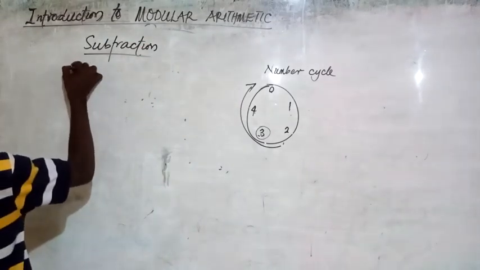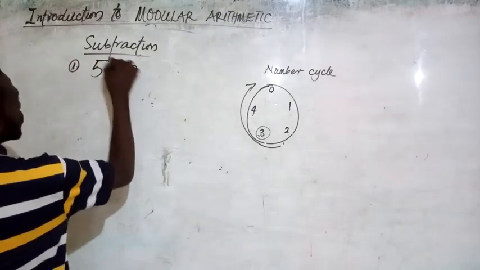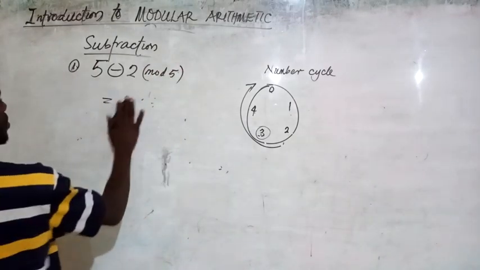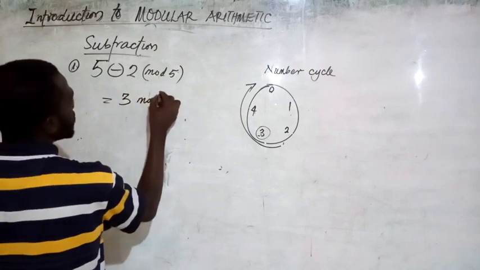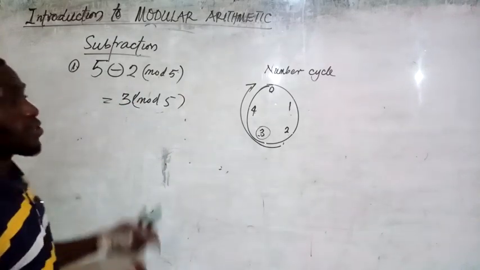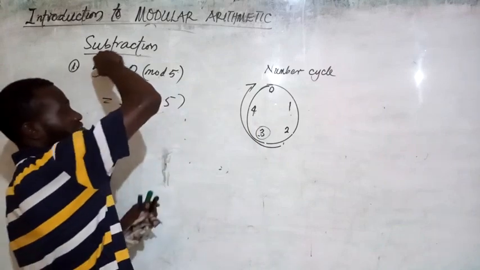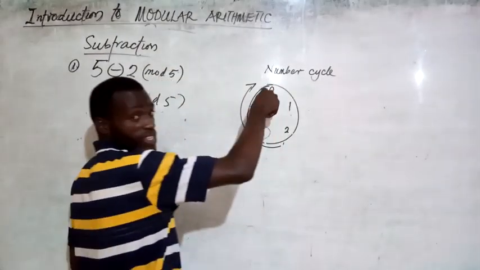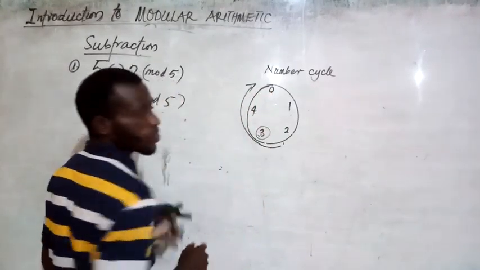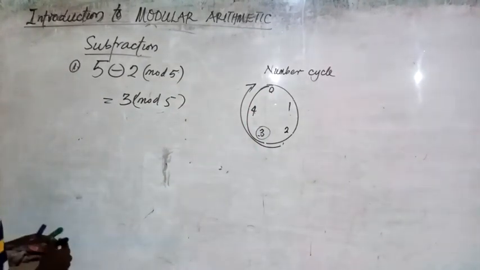So if I ask you to do the following, one example, I say find 5 minus 2 in mod 5 still. So 5 minus 2 is what? Is 3 mod 5. Notice that nothing changed here. Why? Because 5 minus 2 is still 3. So how do you do that on the number cycle? You know that this number 5 is divisible by 5, so you can start from here. So when you subtract 2, you go from here, you go 1, 2. So my answer is 3, and that is how to do it.